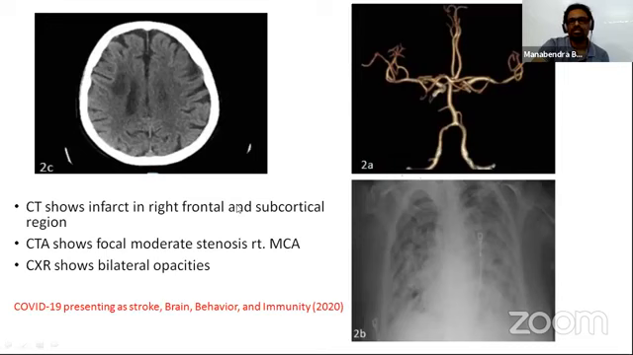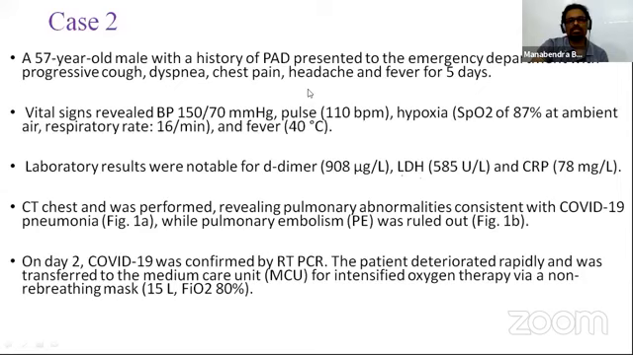This is case two, a 57-year-old female. This patient only had peripheral arterial disease, with no other known risk factors. The vital signs: she was hypertensive, febrile, tachycardic, with 87% saturation. All the inflammatory markers were raised. A CT chest was performed and showed the typical findings of ground glass appearance. On the CT pulmonary angiogram, no embolism was found. On day two, this patient's COVID-19 was confirmed by RT-PCR.